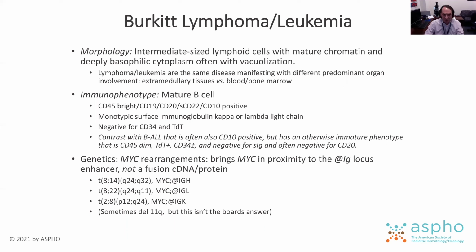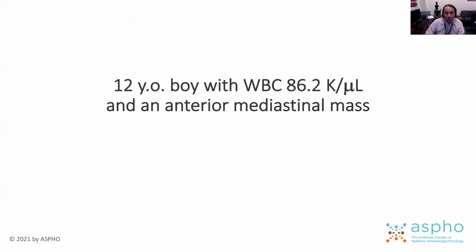It's defined by a rearrangement of the MYC oncogene, which brings the MYC oncogene in proximity to an Ig enhancer, either a heavy chain locus on chromosome 14 or a light chain locus on chromosome 22 or chromosome 2. Sometimes there's a deletion of 11q in those cases that are MYC negative that have a Burkitt-like morphology.